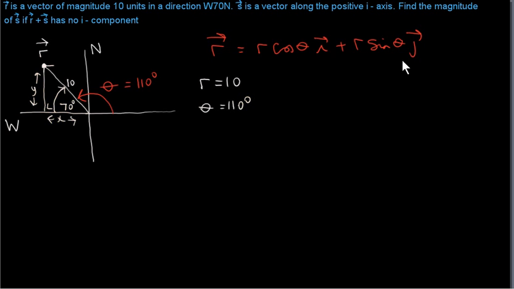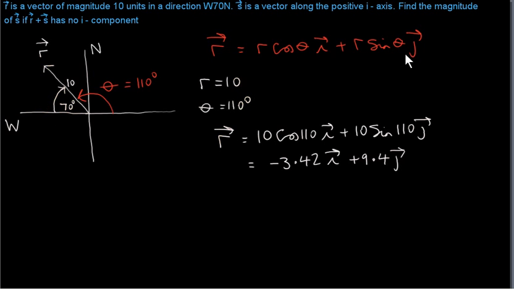I'm just going to use this here. The advantage of using this is that we don't have to worry about whether the i component is negative or positive. It'll automatically come out to be what it should be. The cos of 110 degrees is negative, which is what we want, because we want the i component of this vector to be negative. The i component is this vector here. It's minus 3.42i. The j component will come out to be positive. That's what we want. It's pointing upwards, the positive j direction.